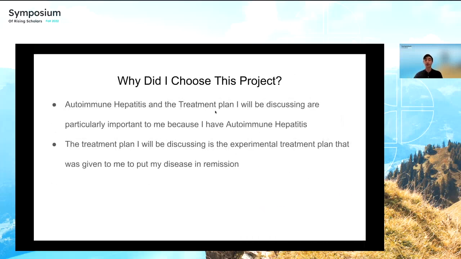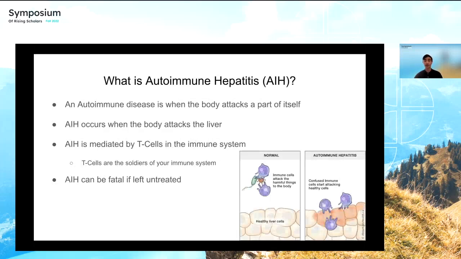So why did I choose this project? Well, autoimmune hepatitis is of particular importance to me because it's a disease that I have, and the treatment plan that I'm going to be discussing is the experimental treatment plan that was given to me, and it helped put my disease in remission. So what is autoimmune hepatitis, or AIH for short?